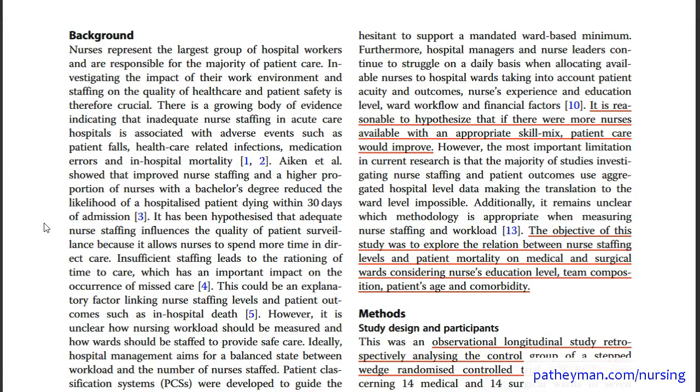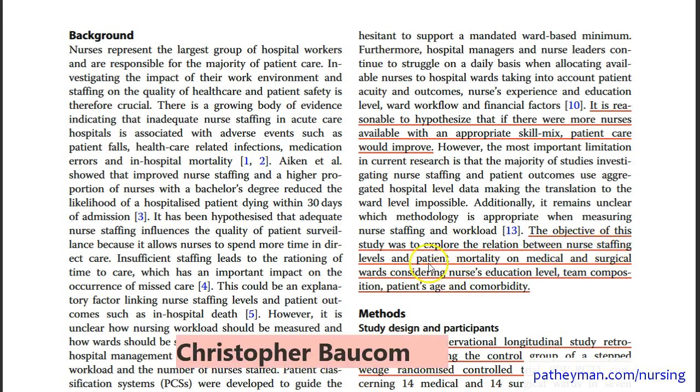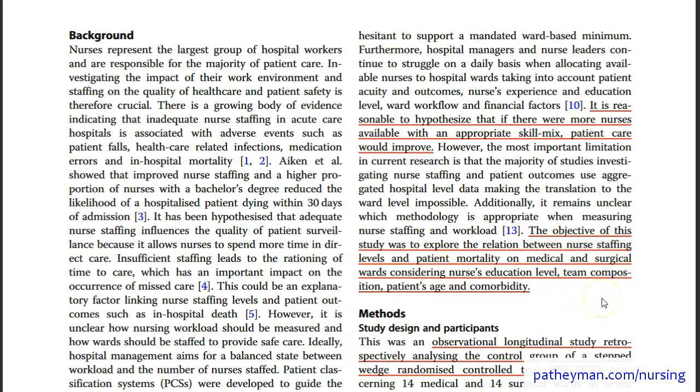So when it comes to the research objective, you can see right here, the objective of this study was to explore the relationship between nurse staffing levels and patient mortality on medical and surgical wards, considering nurses' education level, team composition, patient's age, and comorbidity. All right, so overall, that is not a bad research statement. It includes the study factor. It also includes the response variable, and it also includes some extraneous variables. But what it doesn't really do is specify the population of interest, but it's inferred.